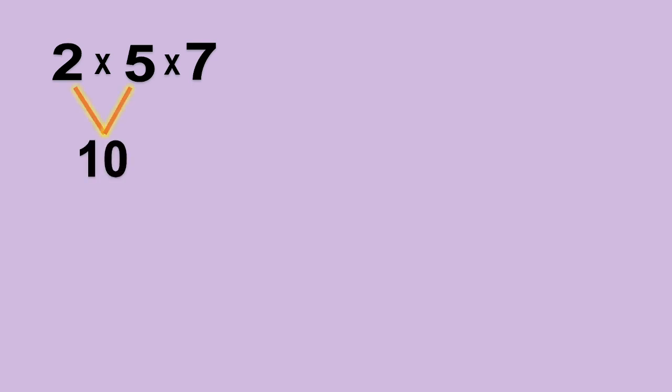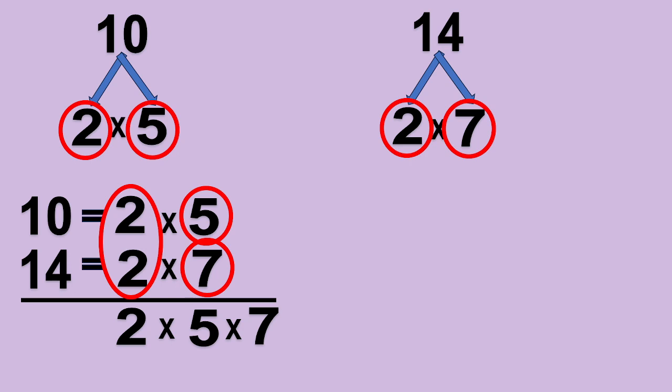Now, get the LCM of the given numbers by solving for the product of the combined factors. 2 times 5 is equal to 10. 10 times 7 is equal to 70. 2 times 5 times 7 is equal to 70. So, the LCM is 70.